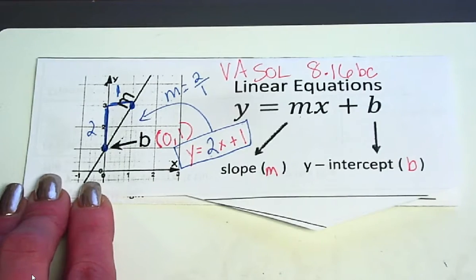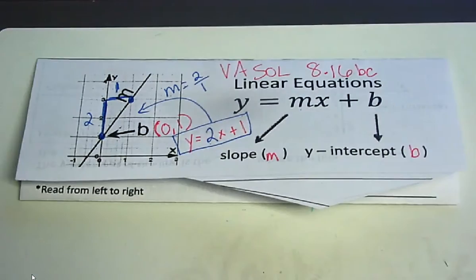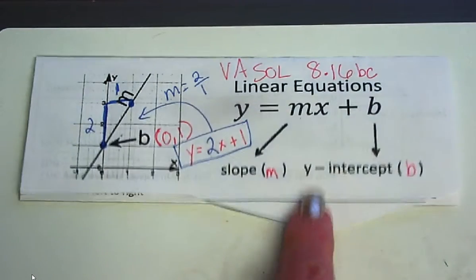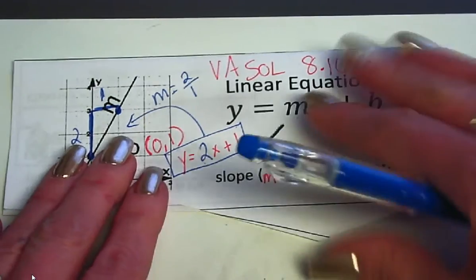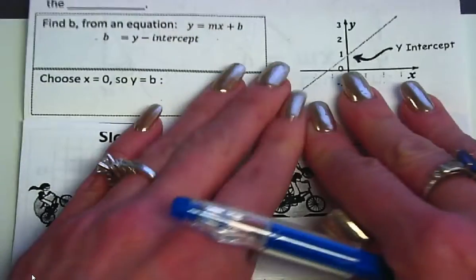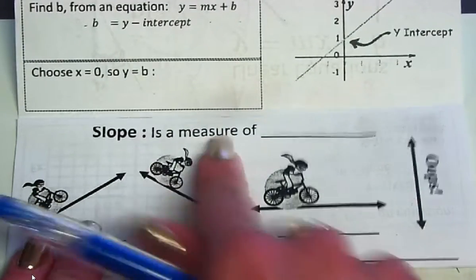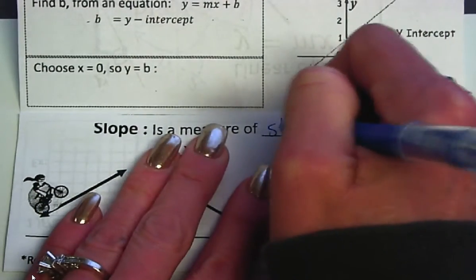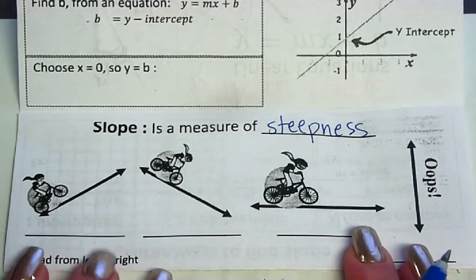So in this foldable, we're going to review a little bit more with slope. We're going to go back and review some of the things that we've already learned, and we're also going to learn more about how to identify y-intercept. That's our new concept today. So if we open up our foldable, we'll start with our slope. And our slope is a measure of steepness. So our slope is how steep a line is.